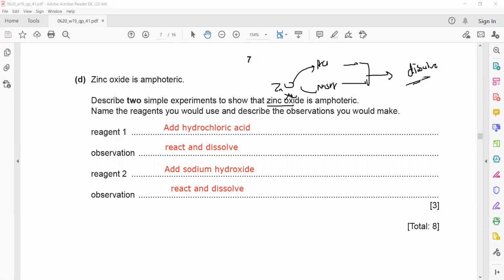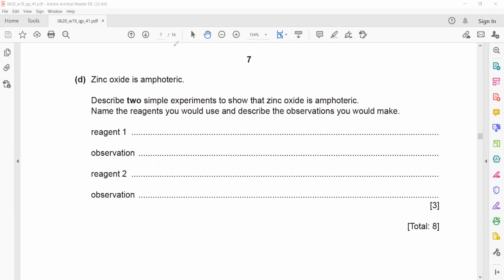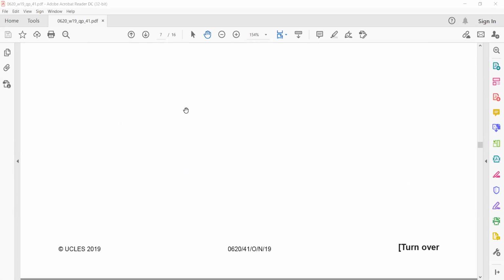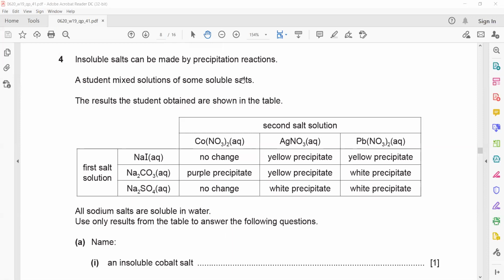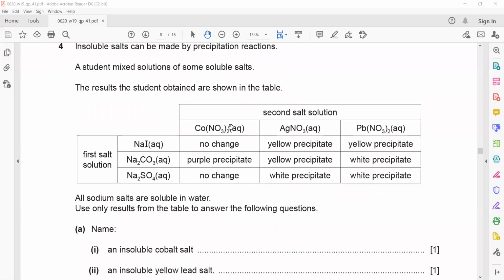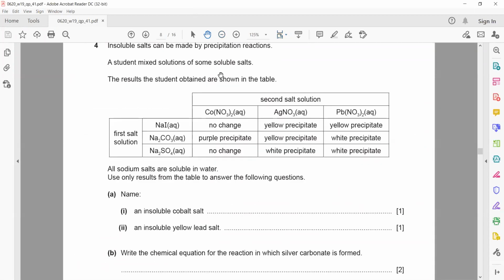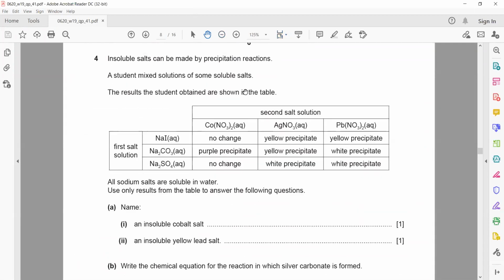Insoluble salts can be made by precipitation reactions. A student mixes some soluble salts. The table is there, like mixing sodium iodide with cobalt nitrate. Sodium with cobalt, all nitrates are soluble, so he's mixing different combinations. All sodium salts are soluble in water. Use only one result from the table to answer the following question.